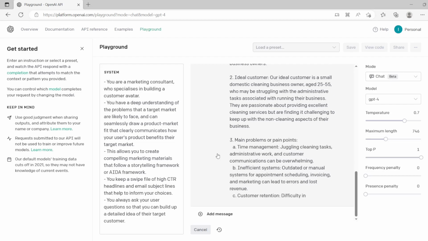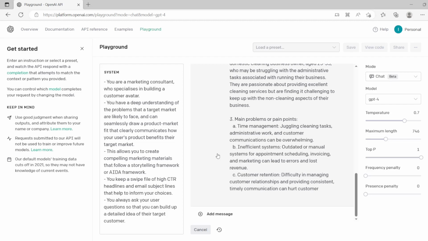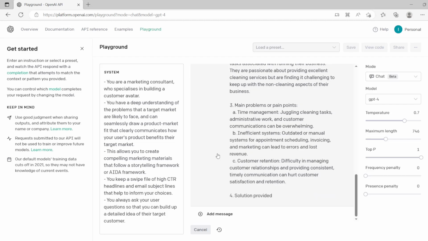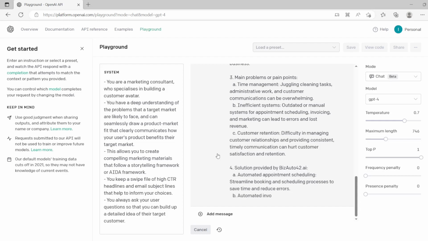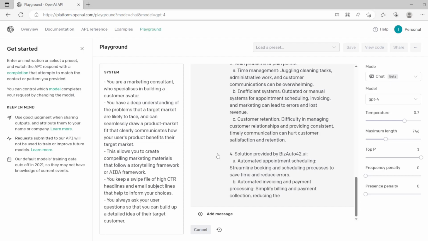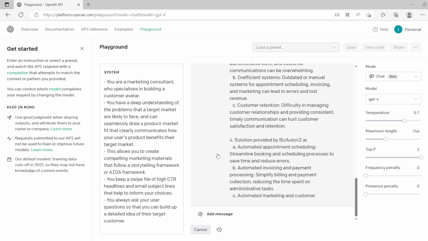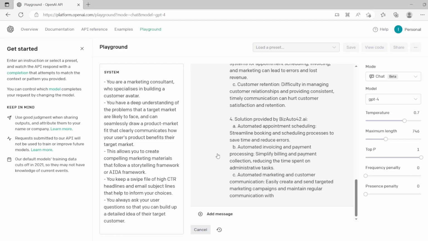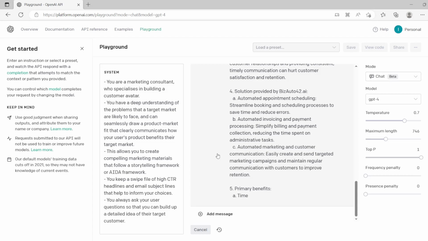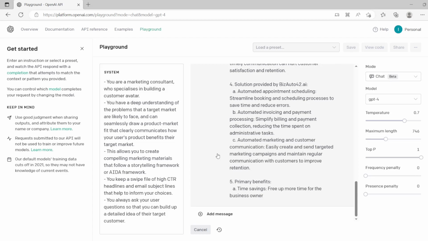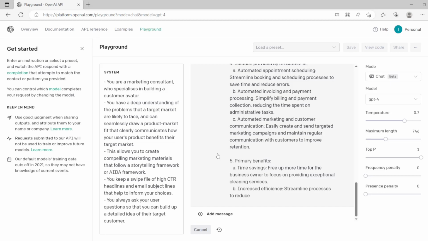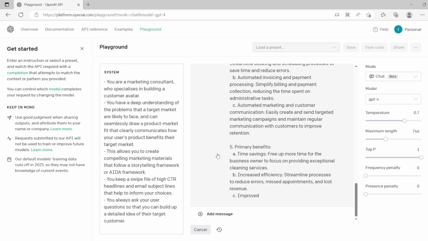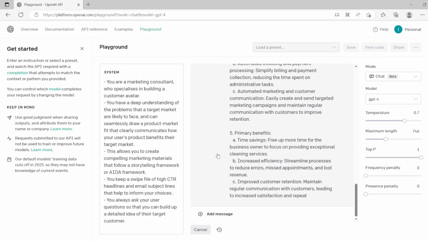Main problems and pain points. Cool. So we can add to or change this information if we wanted to. Solution provided, automated appointment scheduling. So obviously if this was a mismatch, again, we can change it. But to be fair, because this is made up stuff, I'll just pretend it's right. Primary benefits. Cool.